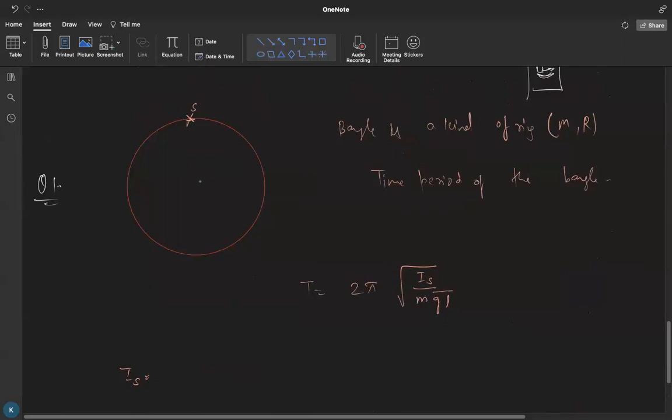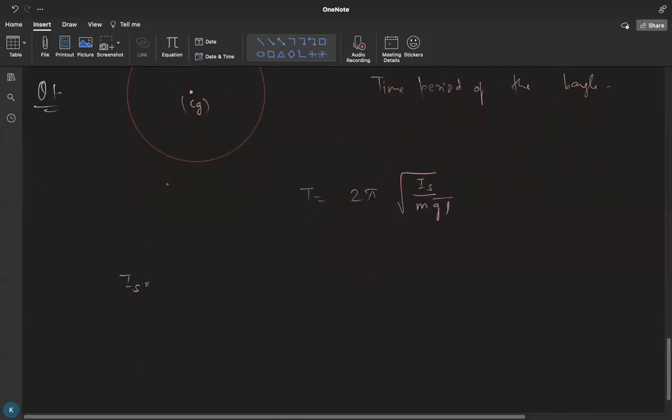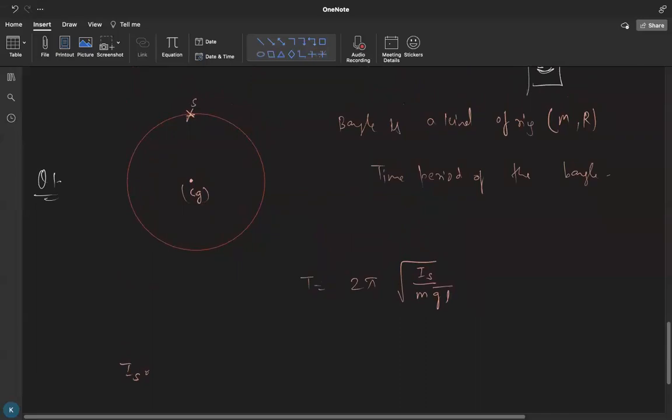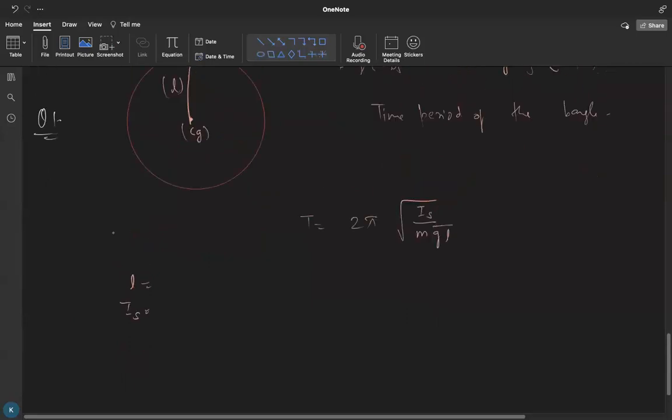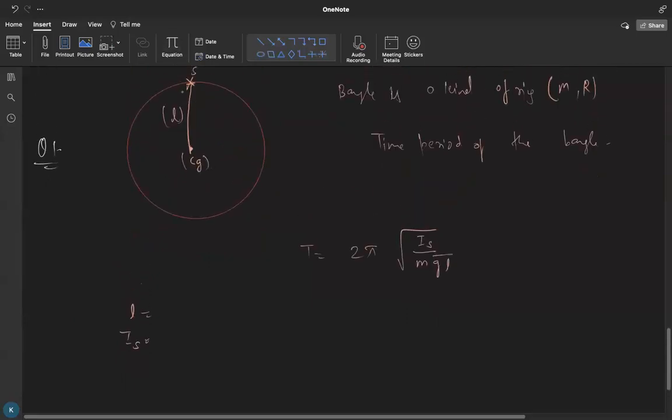So we all know that the center of gravity for the ring or the disc is at its center. So this is actually at the center of the bangle, where the center of gravity lies, right? So first we get the center of gravity. And one more thing we get is the length, and the length is defined as the distance between the center of gravity and the suspension point.